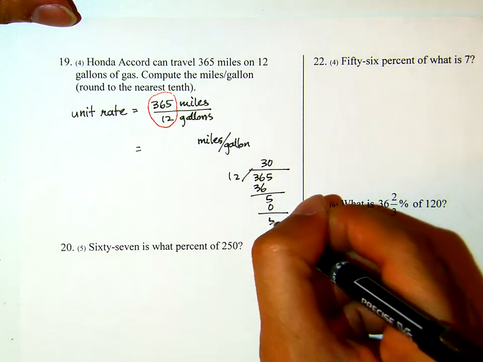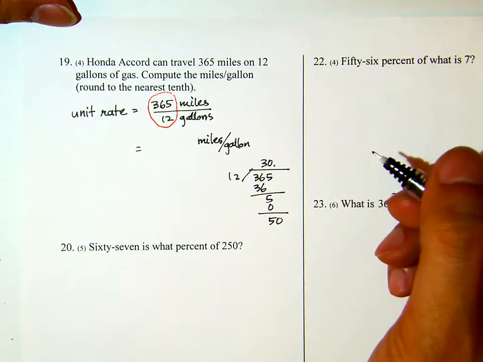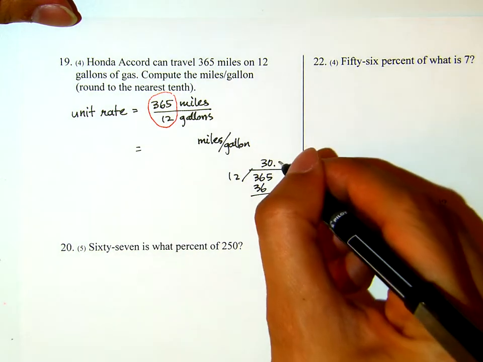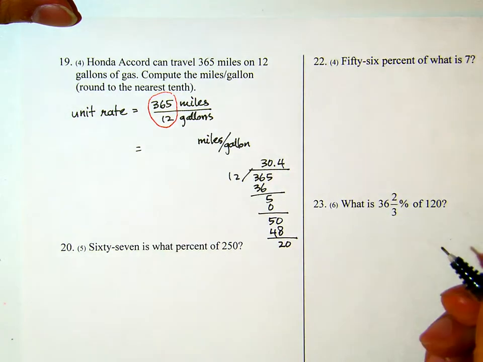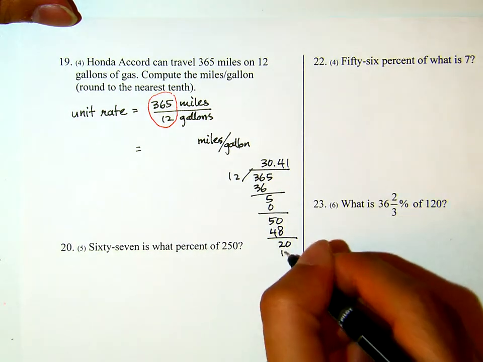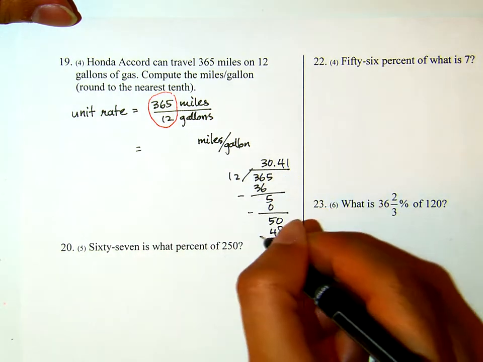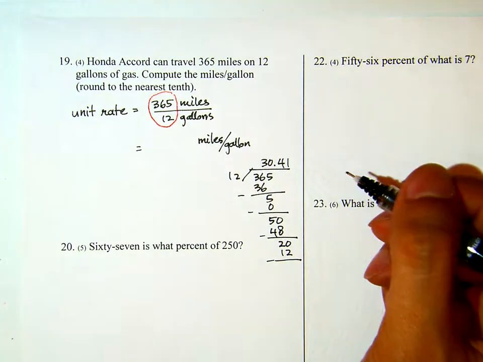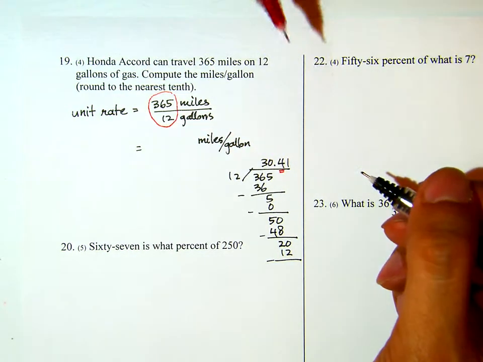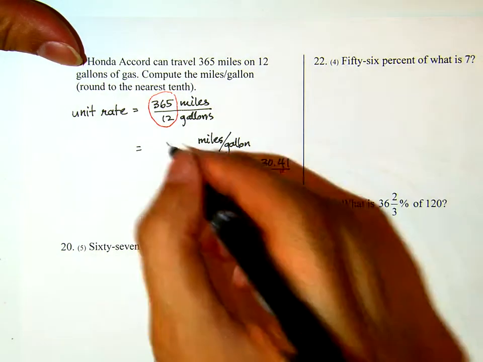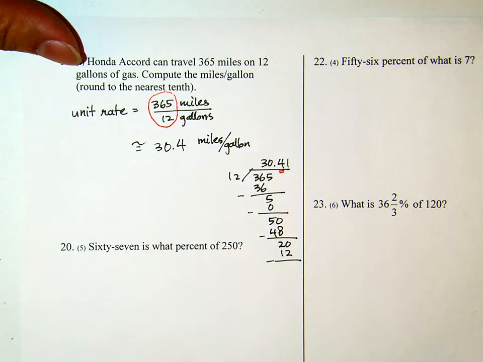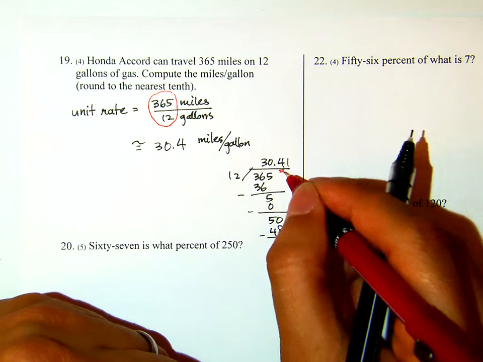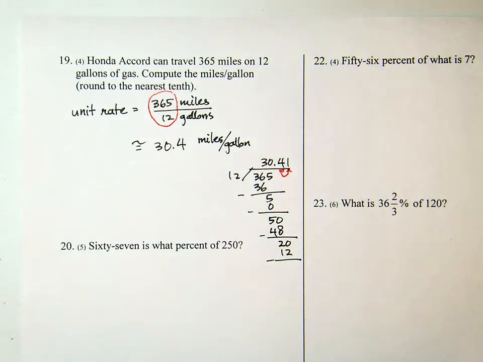12 goes into 5 zero times, right? Write that 0 and then drop another number. 12 goes into 54 four times. Now this is the tenth place value already. Okay, now this is the 1 for 12. Okay, so if I round it to the nearest tenth, that will be 30.4 miles per gallon. Okay, because the next place value is less than 5, right? Okay, that's for number 19.